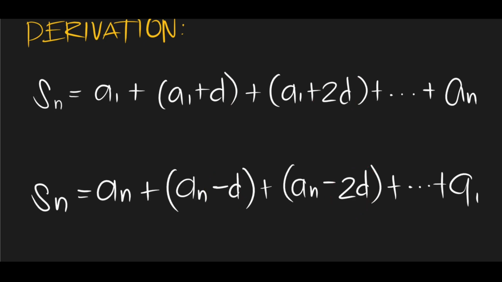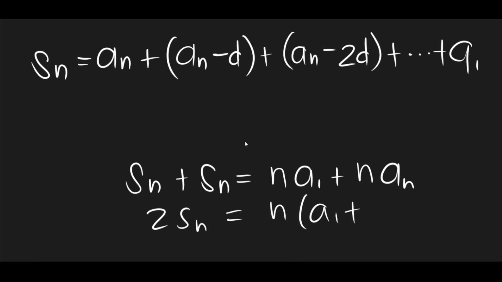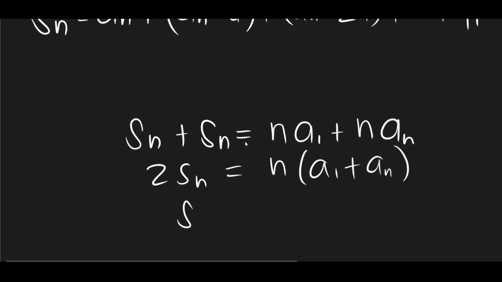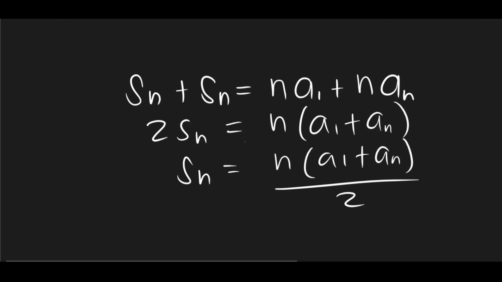So what are we left with? We are left with a1, a1, a1, till you get to an, and then an, an, an. How many a1s do we get? We get n a1s and also n ans. So that is basically what we have here: n a1 plus n an. We can then simplify this as 2Sn is equal to n, if we factor out n, times (a1 plus an). Then Sn is equal to n times (a1 plus an) all over 2. Okay, so we now have a formula.